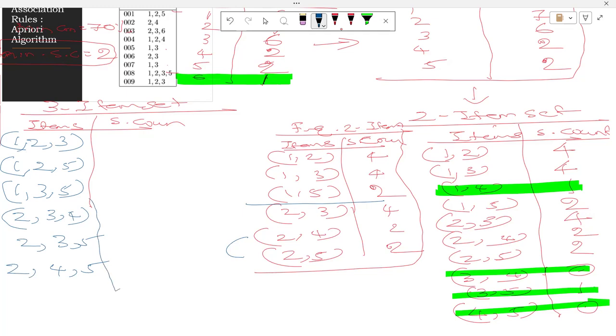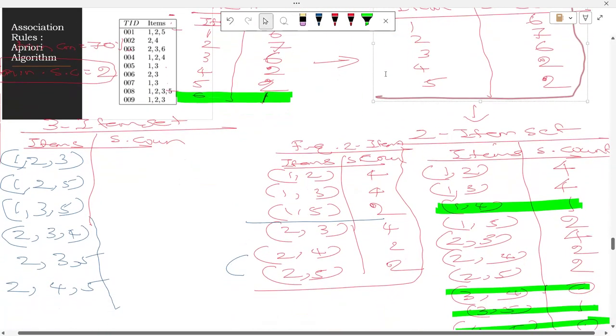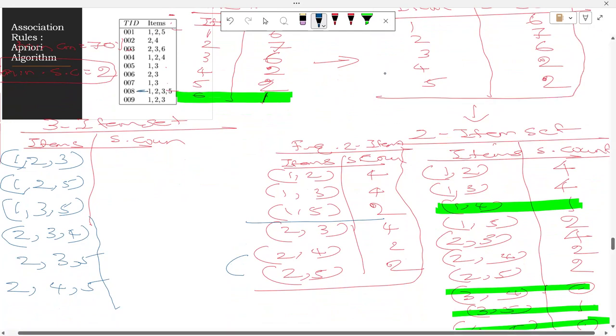Now, the next step, you need to find out the support count for these. Can you do that? For the 3 item sets, you need to find the support counts. Can you tell me for the item set 1, 2, 3, how many occurrences? Is there any 1, 2, 3? Here is one, and here is another. So total 2, support count is 2. 1, 2, 5: this one, this one, so 2 transactions.